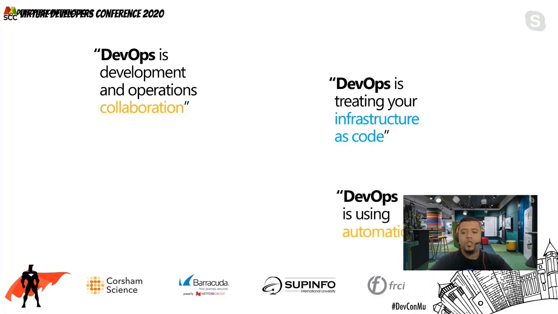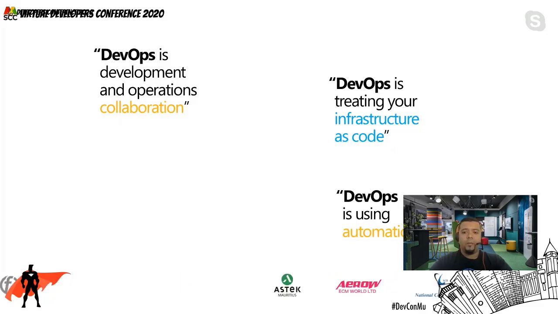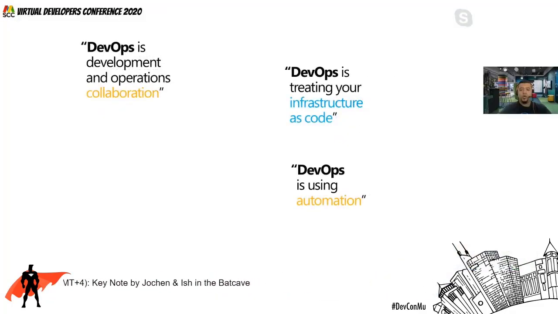DevOps is also using automation. No one wants to do these boring tasks again and again. Developers are humans too, QA are humans too. They might miss out some recommended pieces, such as security testing and all these types of testing. So we want to automate the boring piece so that the machines are doing it for us and developers are mainly focusing on what they do best, which is writing code.